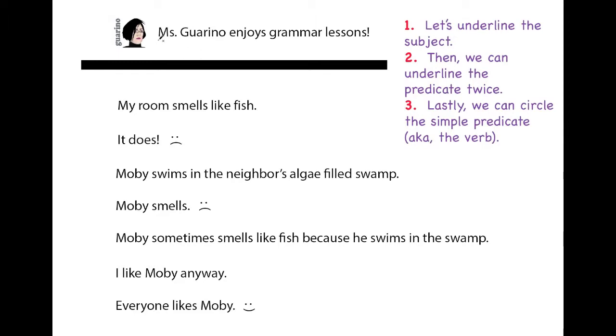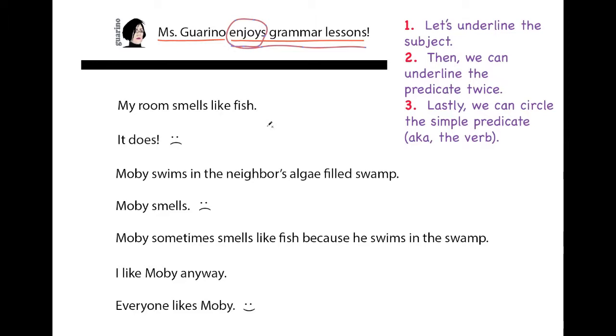Ms. Guarino enjoys grammar lessons. Ms. Guarino, in this case, is the subject. The rest of the sentence, enjoys grammar lessons, makes up the predicate, so we'll underline that twice. Now, all we have to do is circle the simple predicate, also known as the verb or action word. And there we have it. Enjoys is the action word. Now let's go on to our next example.